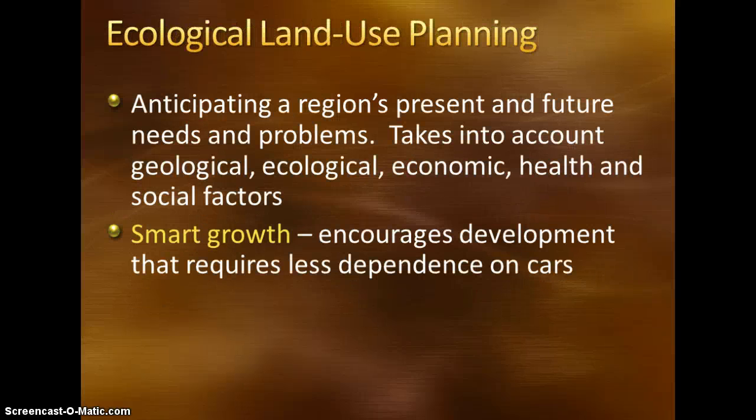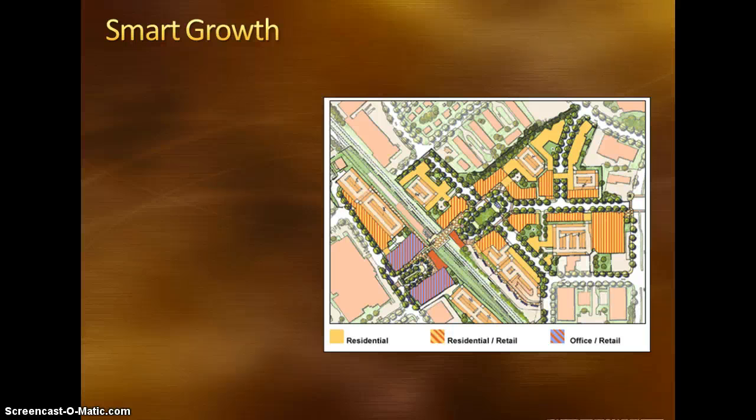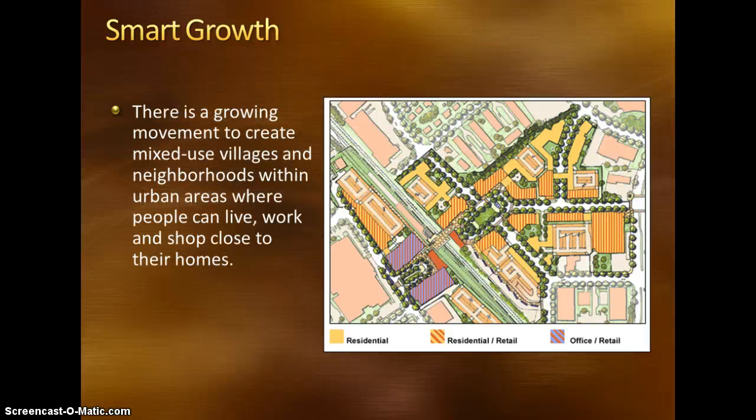So we want to take into account everything in the area, the geological, ecological, economic, and social factors, and somehow be able to meet the needs while decreasing the dependence on cars. Looking at this diagram as an example, this is mixed use. You see residential, retail, and office all in the same area. So the idea is that you live, work, and play without having to get in your car and drive long distances.